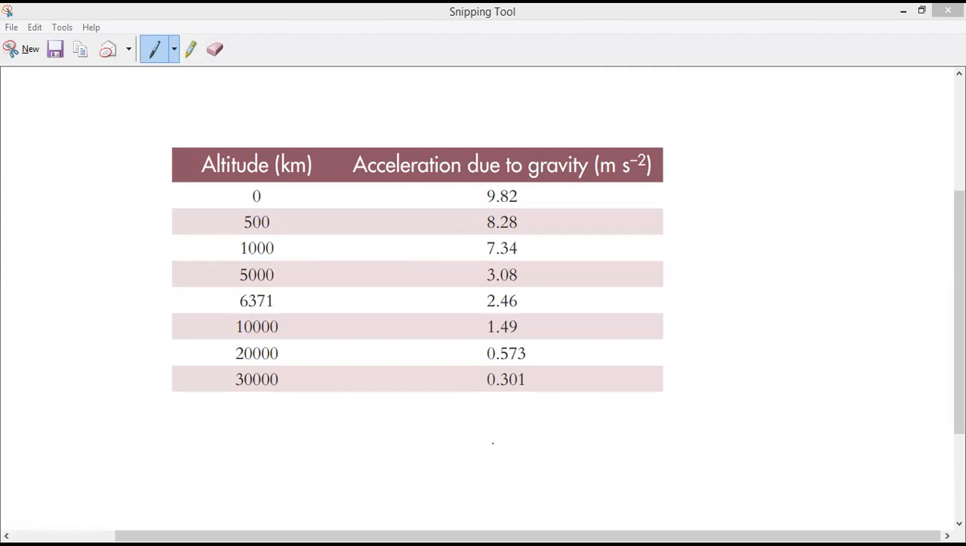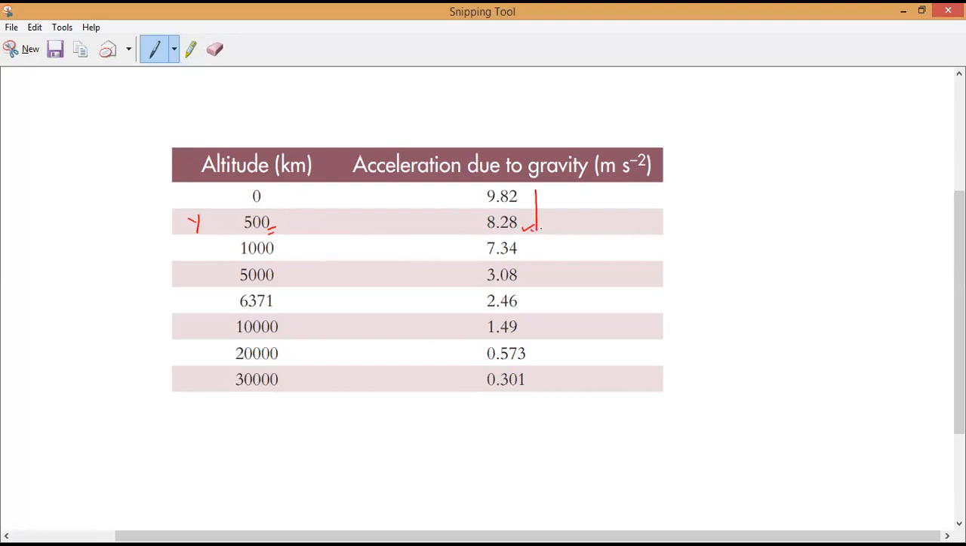Now, Mitakshri, observe this table very carefully. Now, let me take Johan first. Johan traveled 500 kilometers, not meters, guys. 500 kilometers. What is the gravitational force? It is Earth only. 8.28 meter per second square.